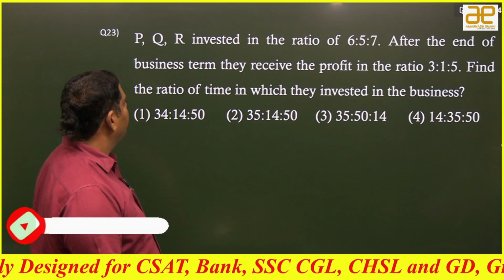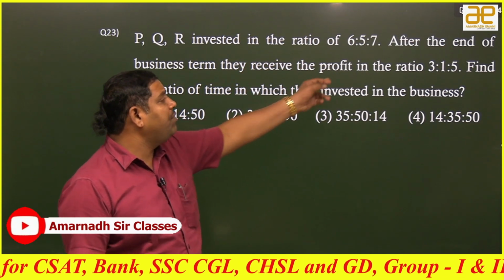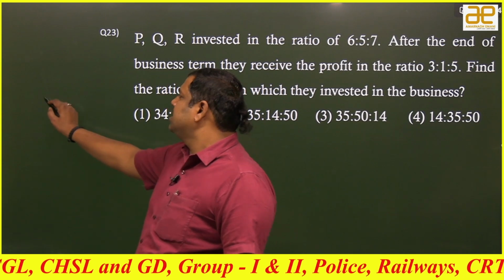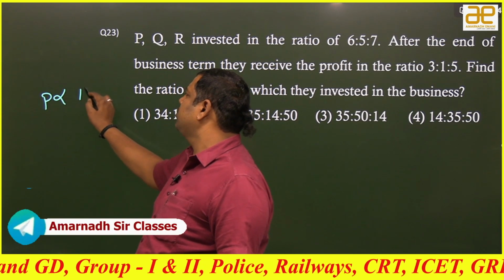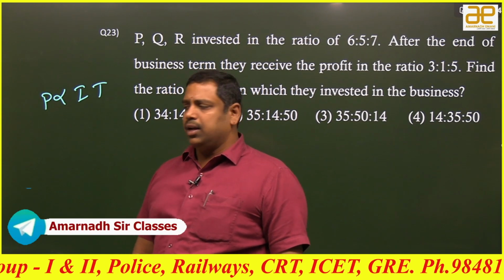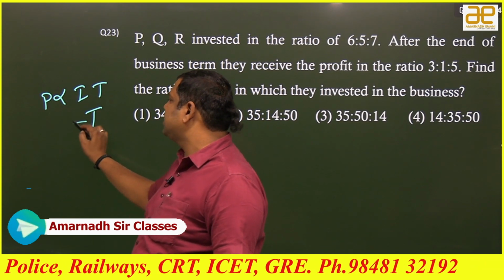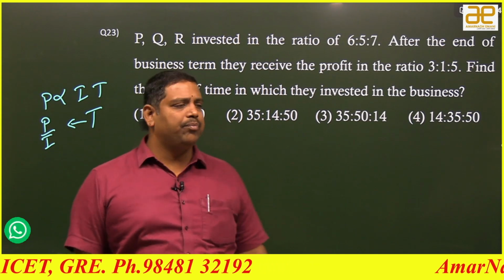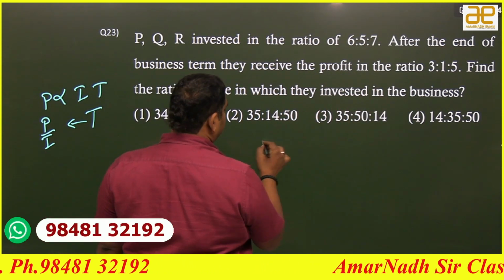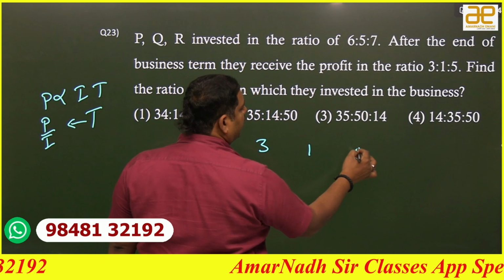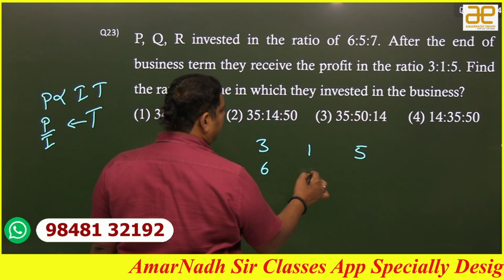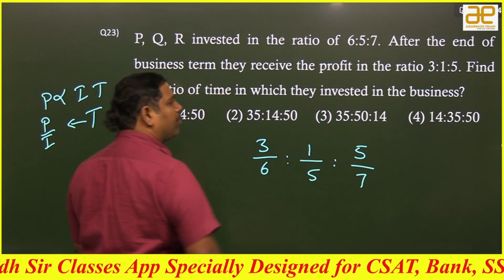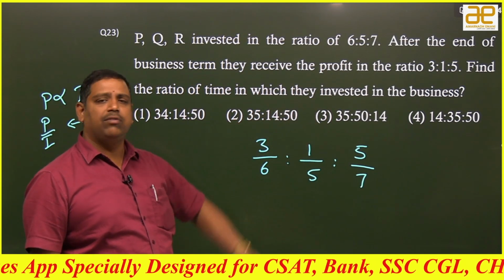What he is saying is, the investment ratio he specified, the profit ratio also he specified. He is asking about the time periods ratio. What I can say is, profit is directly proportional to investment into time period. Now he is asking about the time periods, so can I say it is dependent on profit by investment? That's it, there ends the game. So the profit ratio is 3:1:5. The investment ratio is 6:5:7. So can I say profit by investment ratio is the time periods ratio? That's what he is asking, right? The ratio of the time in which they invested in the business.